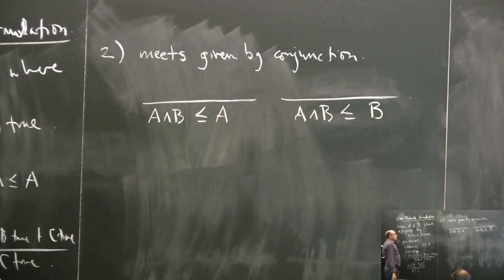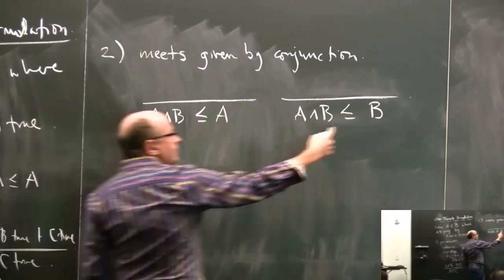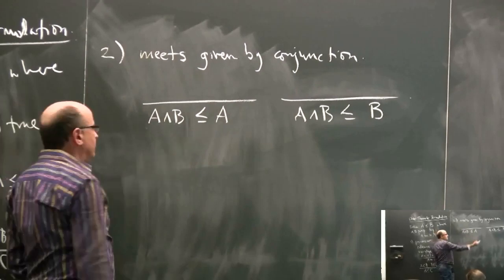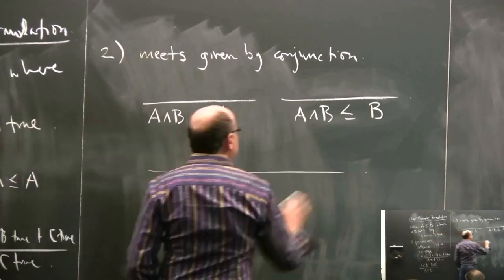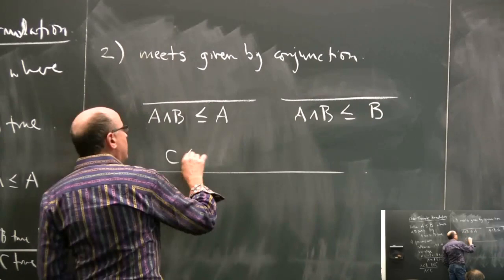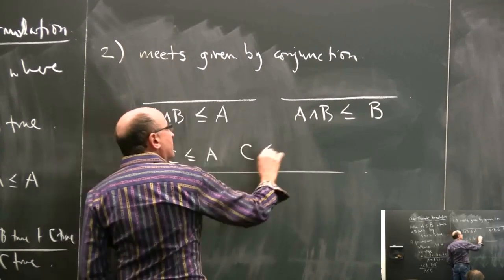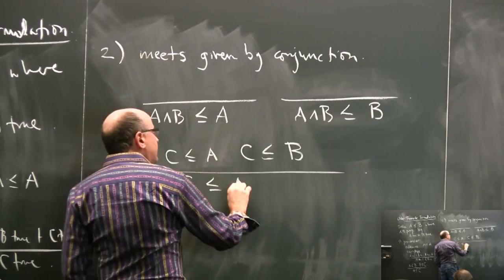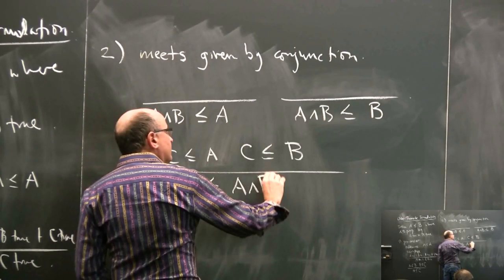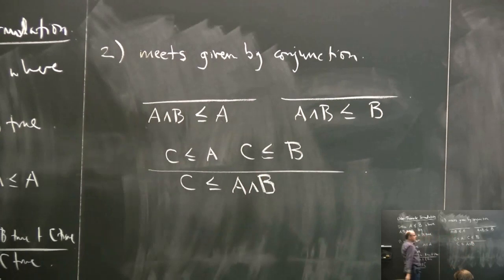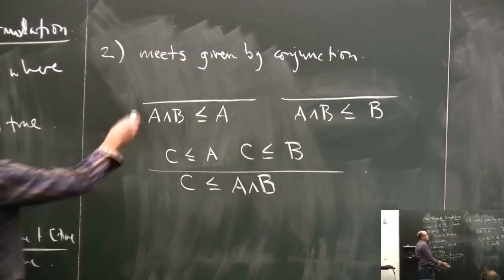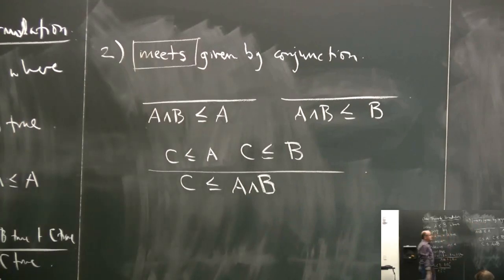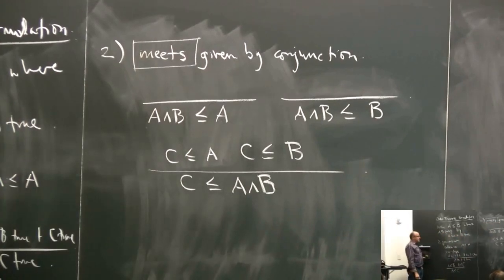So in other words, this guy is a lower bound for A and B. It's below A and it's below B. And it has the property that it's the greatest lower bound: if you give me any other lower bound of A and B, then it's less than or equal to the meet, which is the conjunction. So this is just what a meet is. This is the definition of a meet. Meets are given by conjunction.